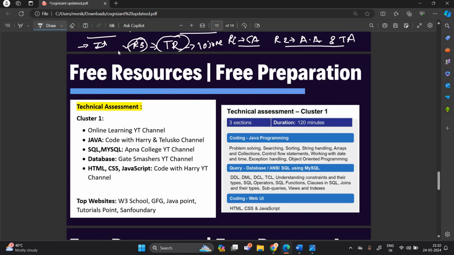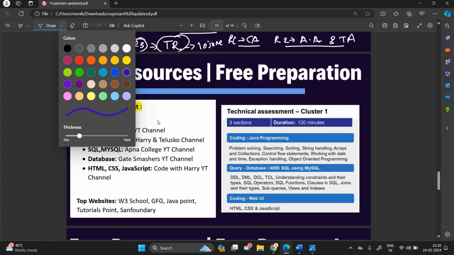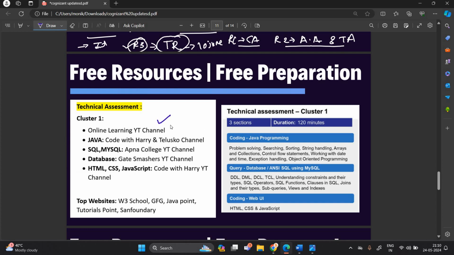So for cluster 1, we will come up with a free live session, and as you can see on my screen, coding, query related, coding, web UI, all the things are there. And guys, we have to follow only this syllabus. We have to prepare these topics, that is very important.